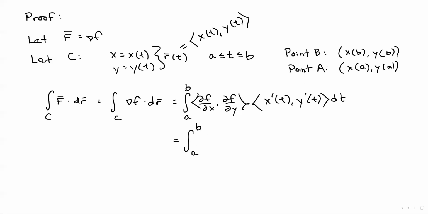Now, if you take the dot product of this, right, so this is a dot product. Dot product, we multiply component-wise, and then we add. So we're going to have partial of f with respect to x. And then I'm going to take some creative license here, and I'm going to rewrite x prime as dx dt. That's the same thing, right? x prime and dx dt, those are the same thing. And then plus partial of f with respect to y, and then dy dt.